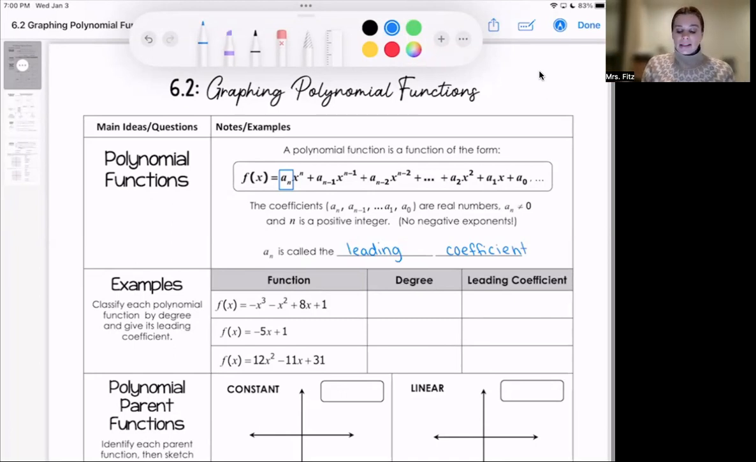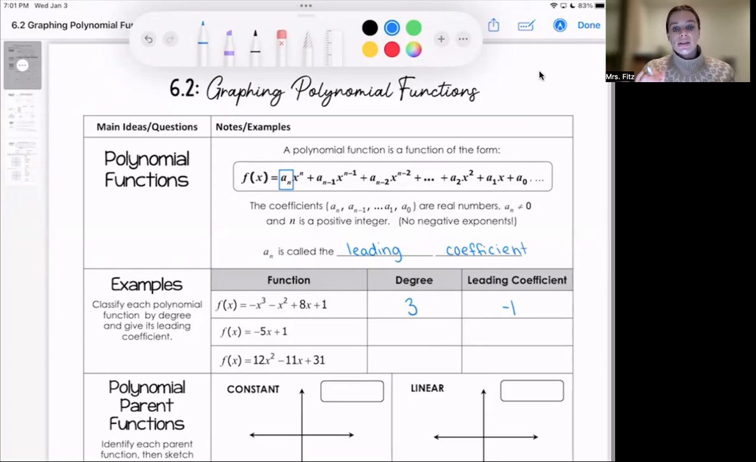If I have f of x equals negative x cubed minus x squared plus 8x plus 1, the degree, remember, is the largest exponent. So this is degree 3. We also called this a cubic in the last lesson. And the leading coefficient is the number in front of the term with the largest degree. And technically, there's a -1 in front of that x cubed. Notice you're just taking the number in front of it, not the variable.